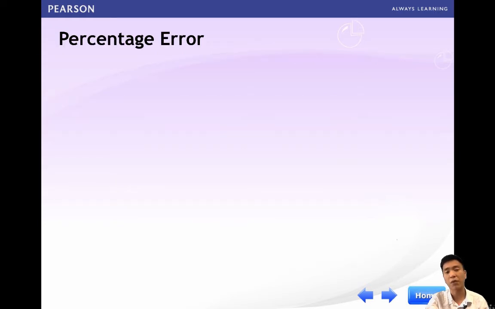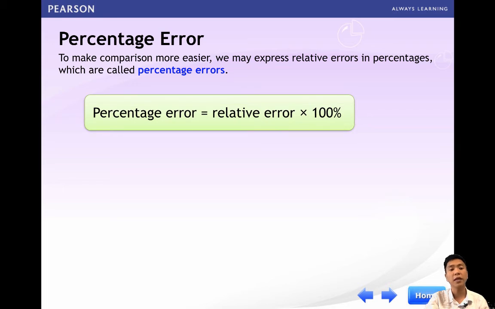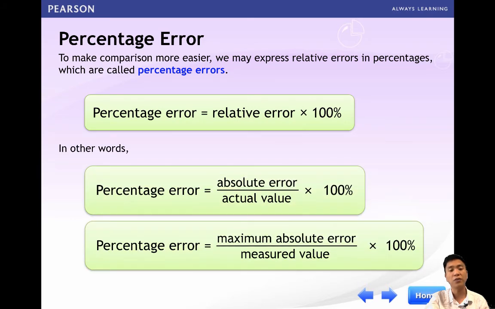How about percentage error? What does it mean? Actually, this is a very simple concept. You just find the relative error and then multiply by 100%. Then we get the percentage error. So percentage error is the relative error times 100%. You don't need to memorize this. You just need to know what relative error is, and then multiply by 100% to get the percentage error.